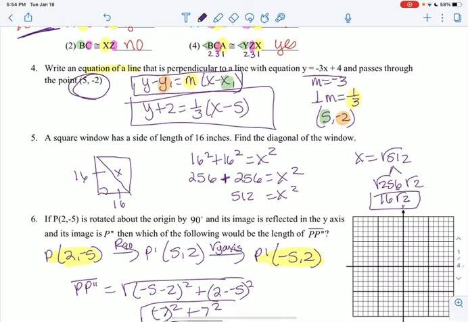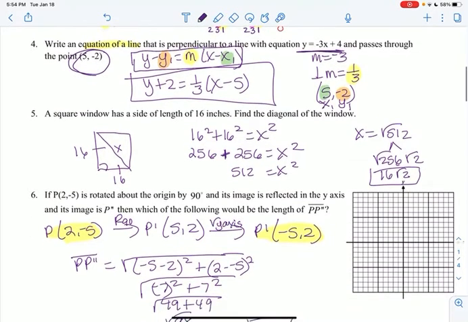It's perpendicular to this line right here. So that line has a slope of -3, so perpendicular would be a negative reciprocal, which would be 1/3. So you're using the slope of 1/3 and the point 5, -2. That's your x1 and your y1, and you're just plugging that in. So it's y minus -2, which is y plus 2, equals the slope, that's your m, 1/3, and then parentheses x minus x1, so it's x minus 5.